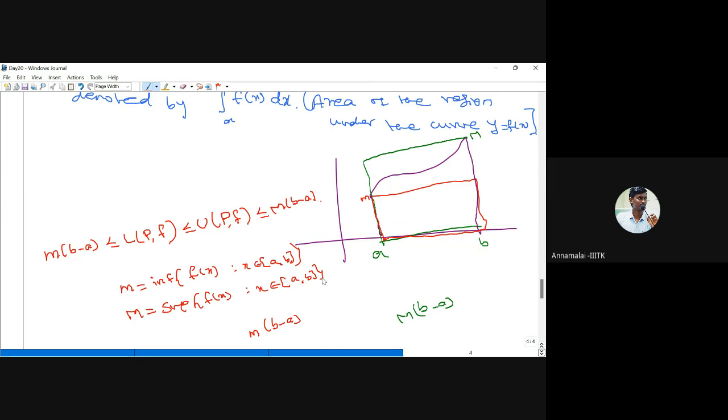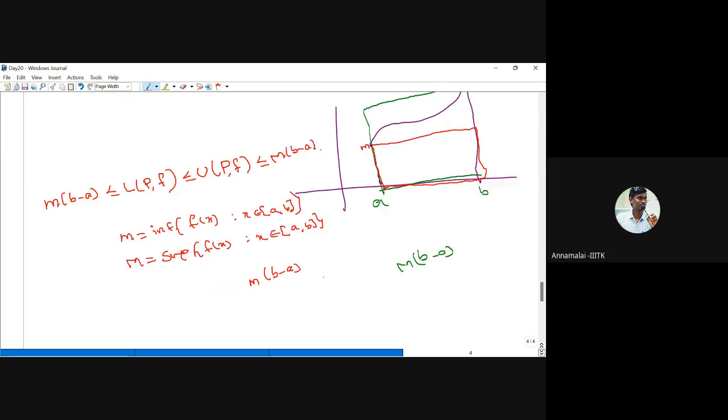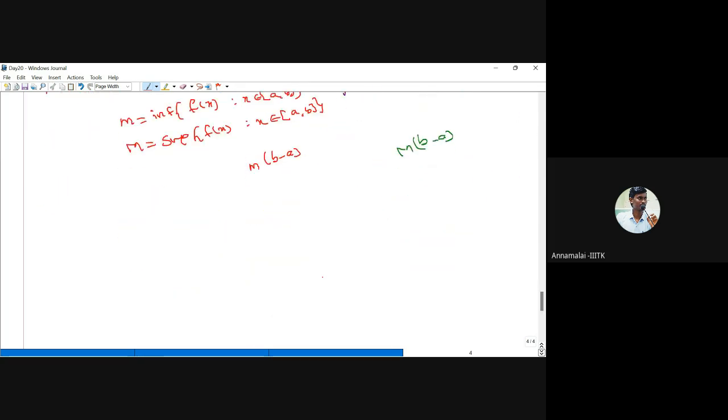Okay. Now some more theorems are there. Suppose there are two partitions P1, P2. Then what is the relation between the lower sums and the upper sums? I already said that if the number of points increases, then the upper sum reduces and the lower sum increases. That is the theorem. So the main concept is that: if you increase the number of points in the partition, the upper sum reduces and the lower sum increases.